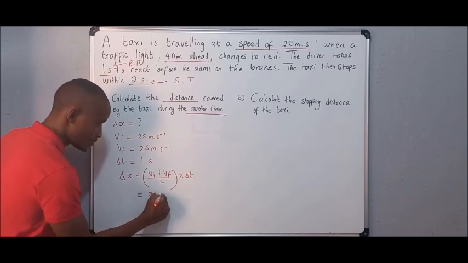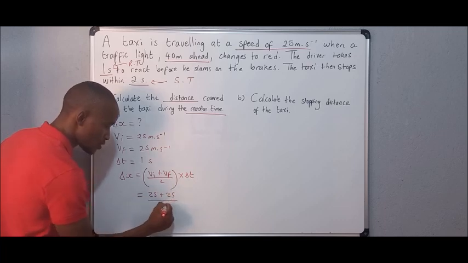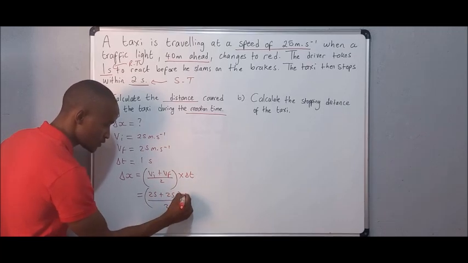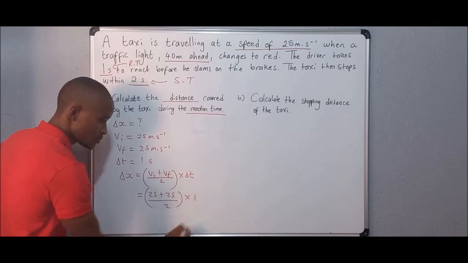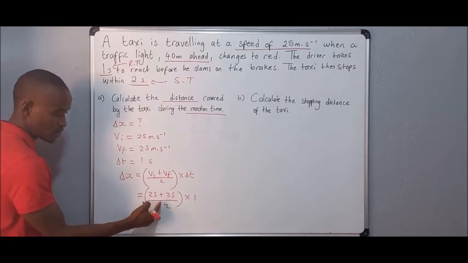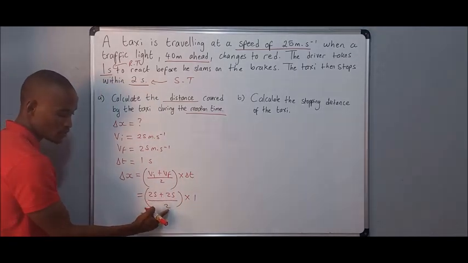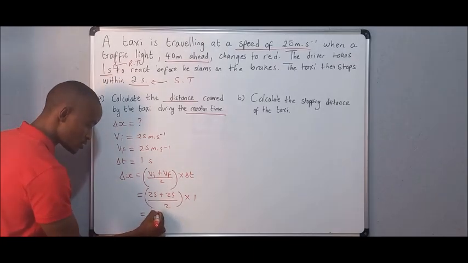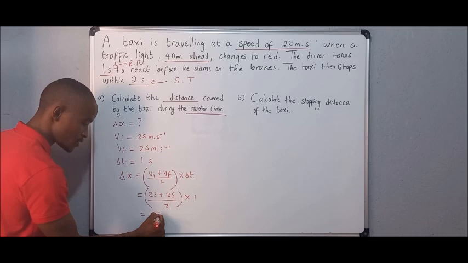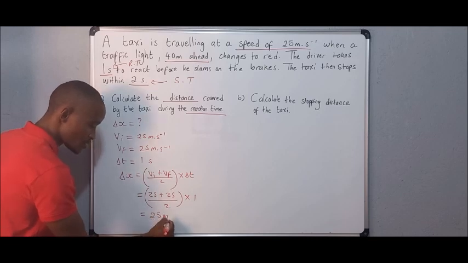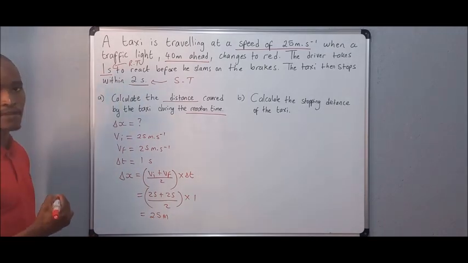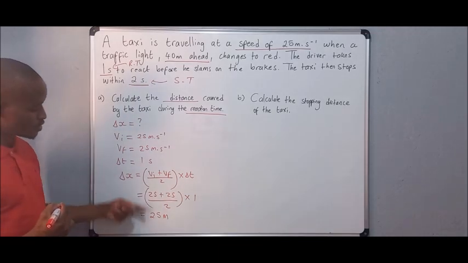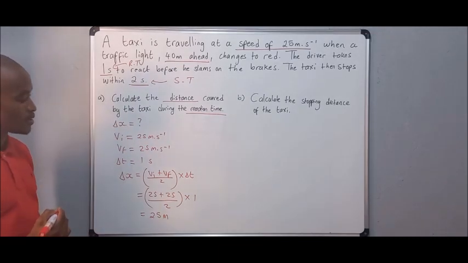So we have 25 plus 25 over 2 times, what is the reaction time? 1 second. And this gives you 50 divided by 2 is 25, and 25 times 1 will be just 25. What are the SI units for distance? In meters. So this is the solution for this question here.